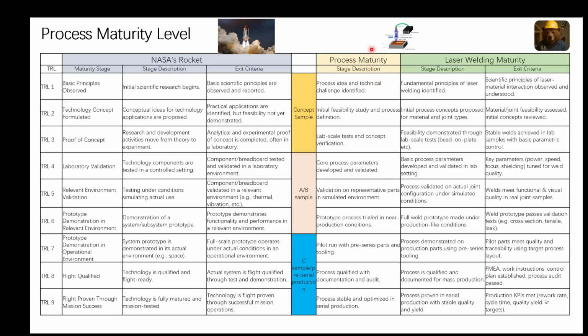In the middle column here, I listed the common criteria to assess the process maturity, and you can see it can be divided into three phases: the concept sample phase, and the A sample and B sample phase. What you're going to do at the A sample and B sample phase is very clear. Then the C sample phase goes to serial production. So you can use this form to evaluate your process maturity in the future. I only gave laser welding as an example.